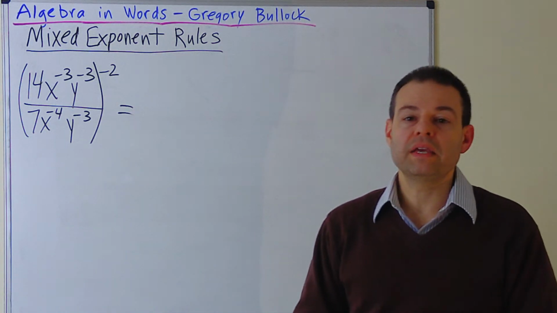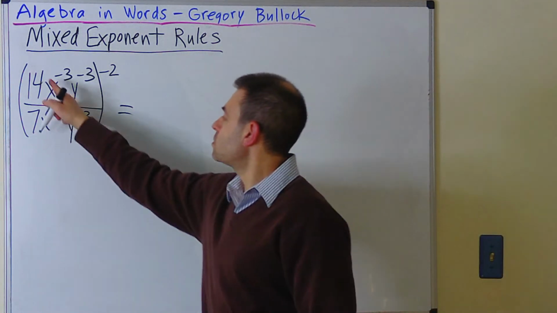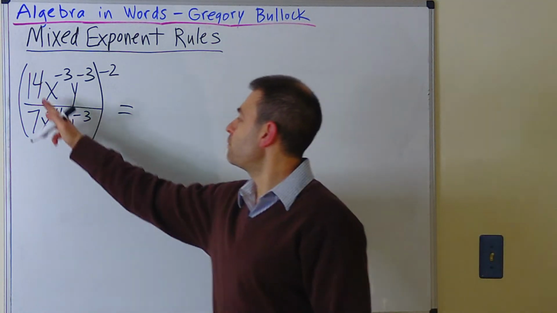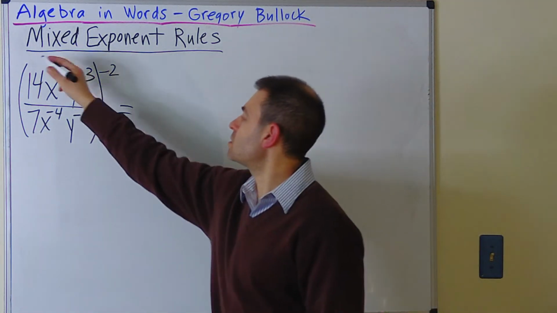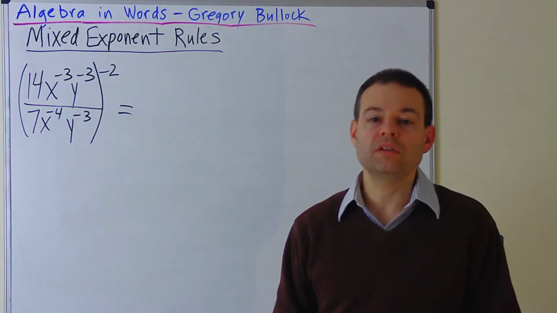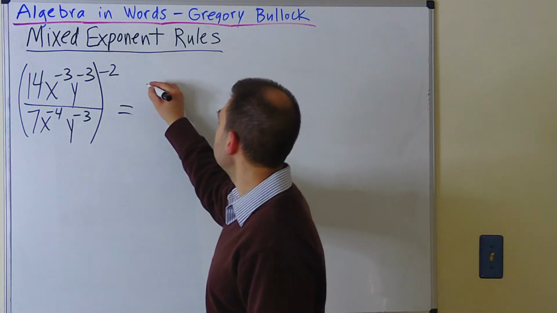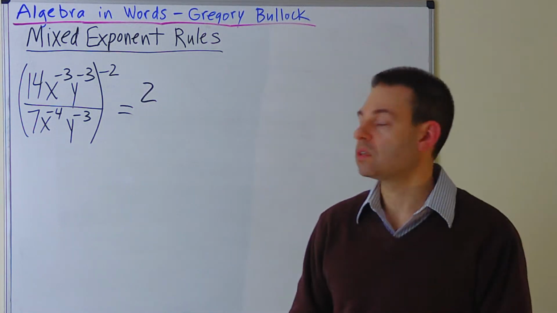Focusing on simplifying inside first, let's start with the coefficients, 14 over 7. Since the 14 over 7 are both inside the same group of parentheses, we can easily simplify that. 14 over 7 is 2. So let's write 2 as the coefficient.